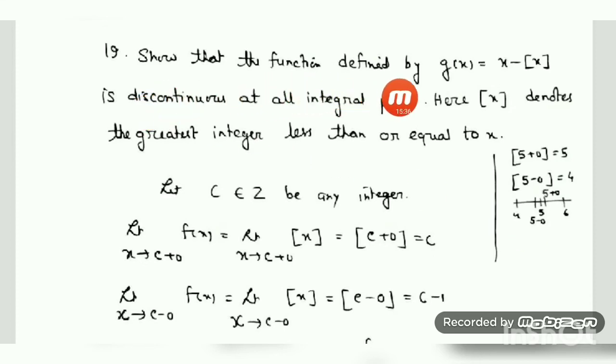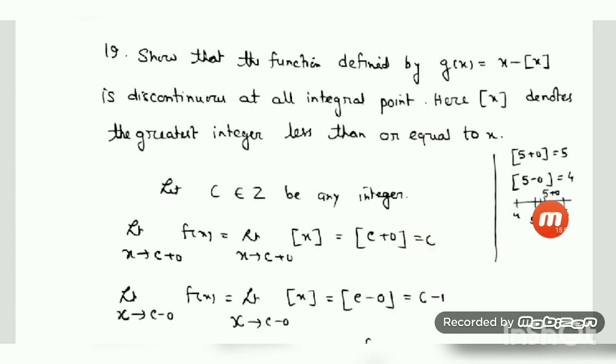Show that the function defined by g(x) equal to x minus [x], where [x] is the greatest integer function, is discontinuous at all integral points, where [x] denotes the greatest integer less than or equal to x. Hope you remember the definition of the greatest integer function. If it is an integer, the value remains as it is.